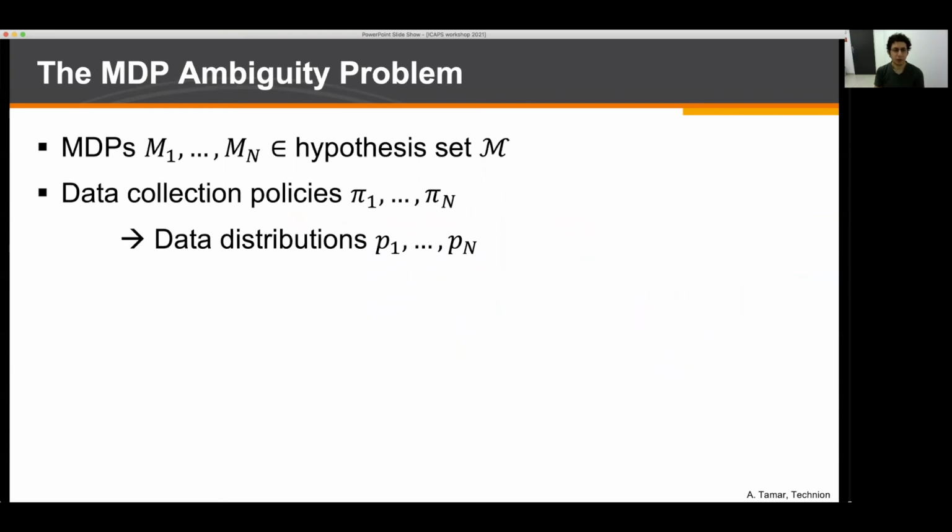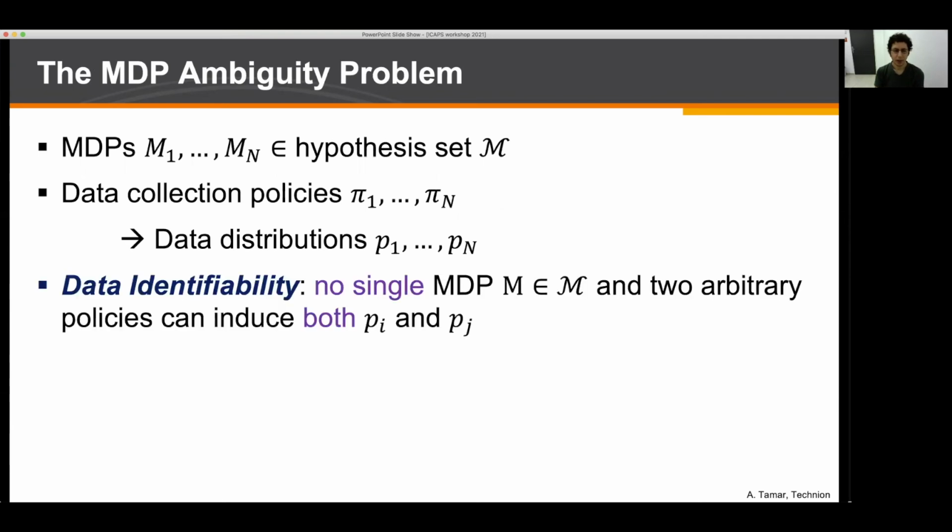So we formulated it a bit more carefully, and the way to formulate it was that, okay, let's say there are different MDPs in our training set that are part of some hypothesis set. And we use some policies to collect data on these MDPs, and we have data distributions. Identifiability means that there is no single MDP in the hypothesis set that two policies can induce two different data distributions. That means that there is no MDP where, for example, here, think of an MDP with rewards at both locations, there are two different policies that can explain both of the trajectories that we saw.